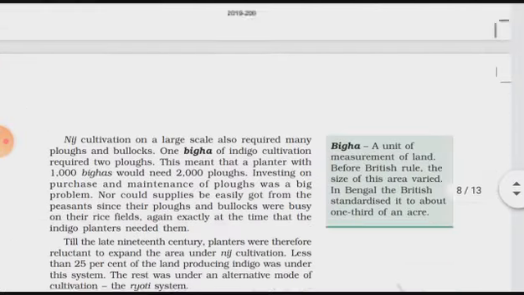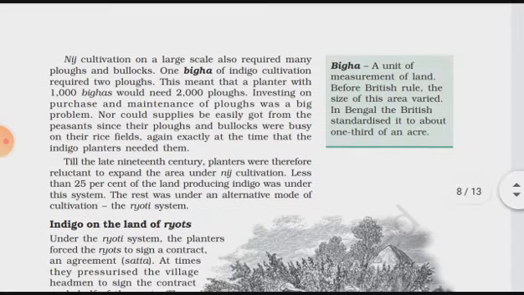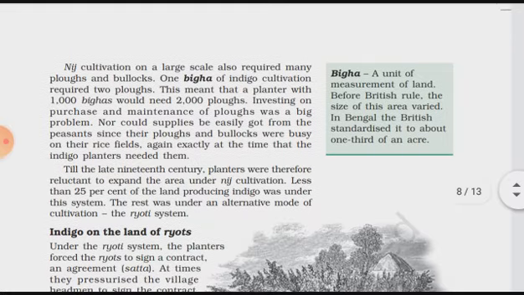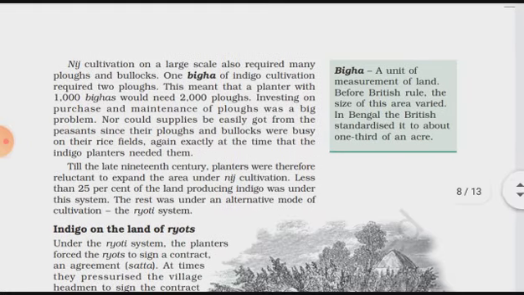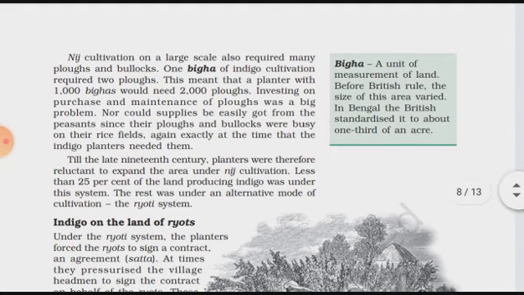Nij cultivation on a large scale also required many plows and bullocks, for the procedure of plowing the land. One bigha of indigo cultivation required 2 plows. This means that a planter with 1000 bighas would need 2000 plows.